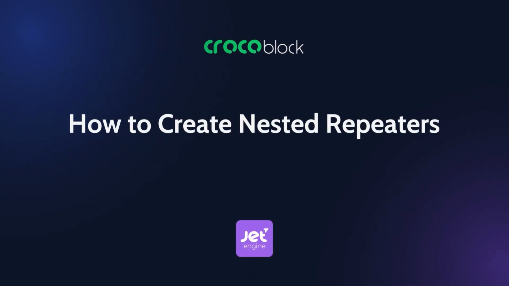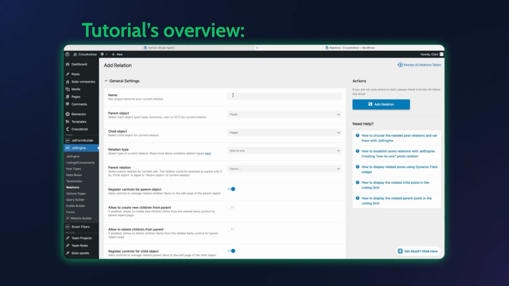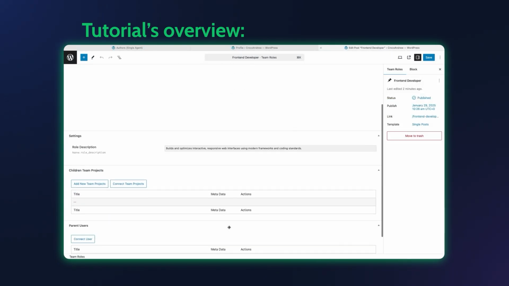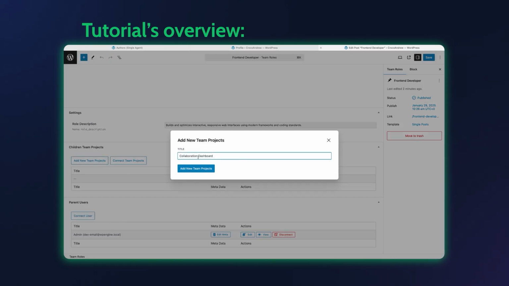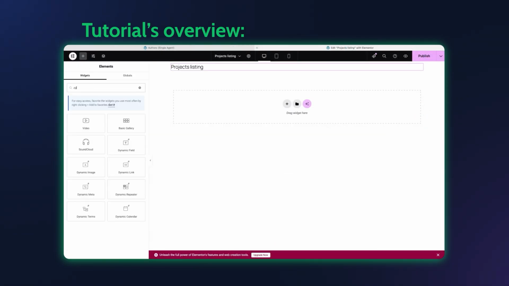Hello and welcome to this tutorial on using JetEngine's relations feature and nested listings to create a three-level structure that mimics the functionality of a nested repeater. The resulting setup dynamically groups data based on the top-level selection, offering the flexibility to update or expand the structure without directly modifying individual posts.